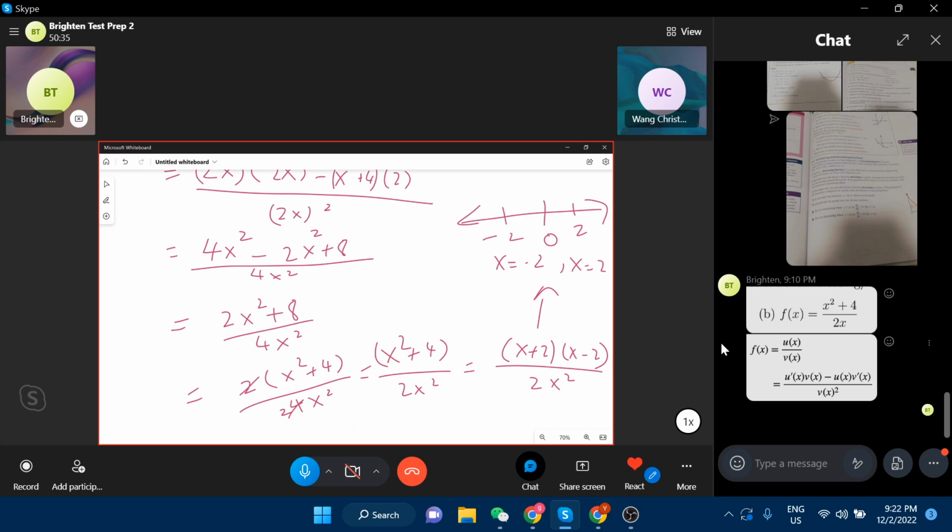Wait, I got a bit confused about this step, x squared plus 4 becoming x plus 2 bracket x minus 2, because I thought it had to be x squared minus 4. So here, okay, x squared is equal to negative 4, right? And then x squared is negative 4, so plus and minus. Because it's a negative 4, we just ignore that.